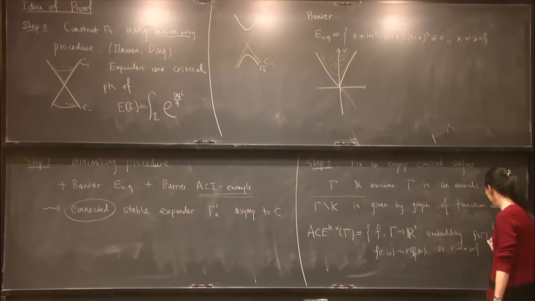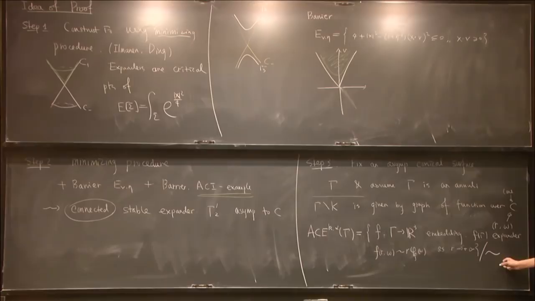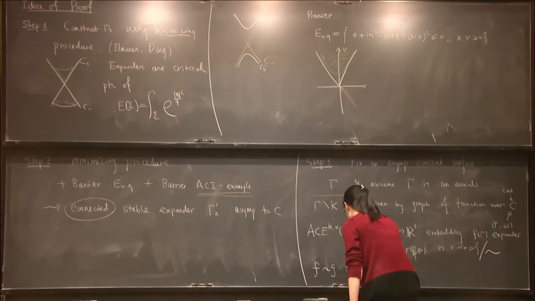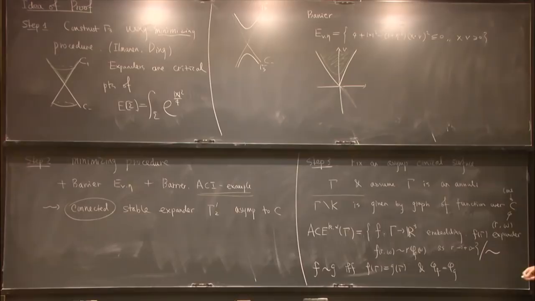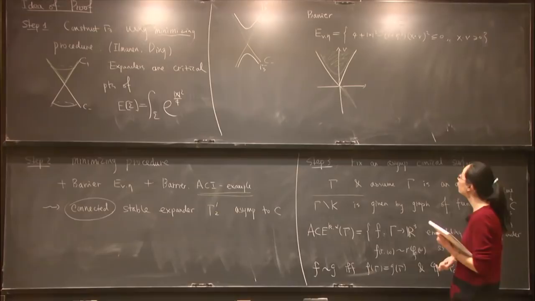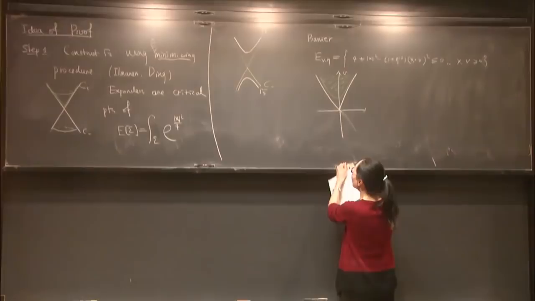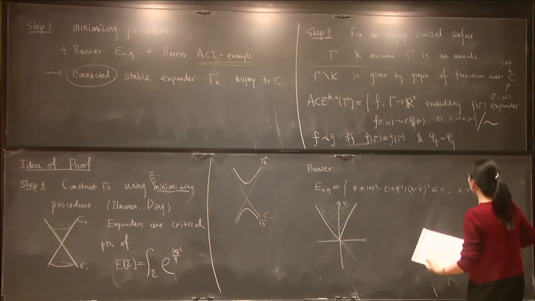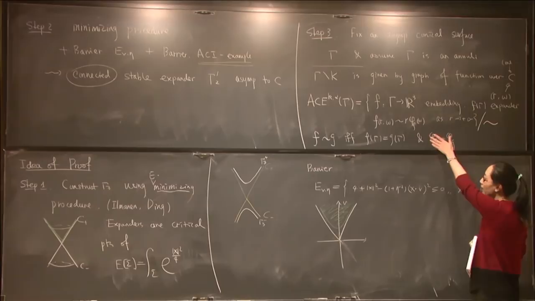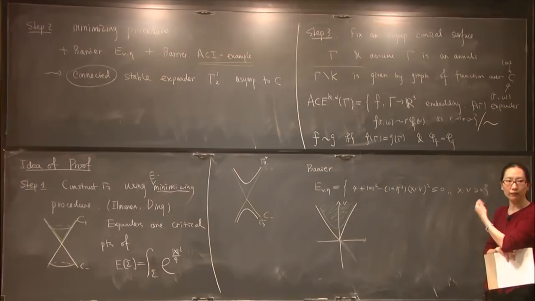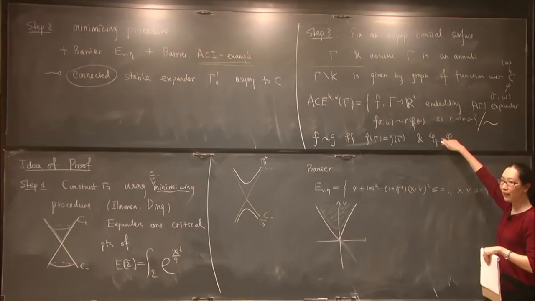And we have to quotient by an equivalence relation. The equivalence relation here is F is equivalent to G if and only if F(gamma) equals G(gamma) and phi_F equals phi_G. So it's very important we require this. Basically, the equivalence relation says you quotient out all the possible diffeomorphisms or parametrizations of the same hypersurface, but this condition also fixes the parametrization at infinity.